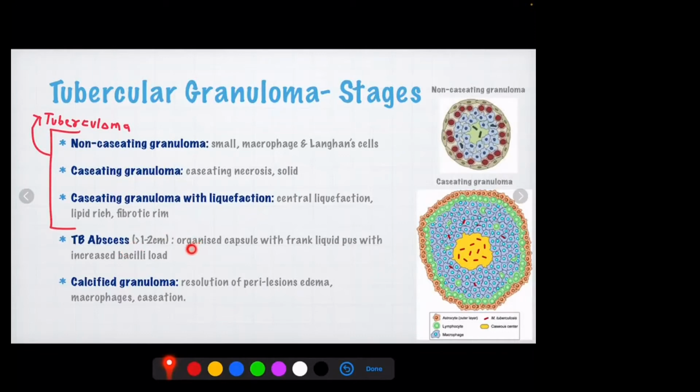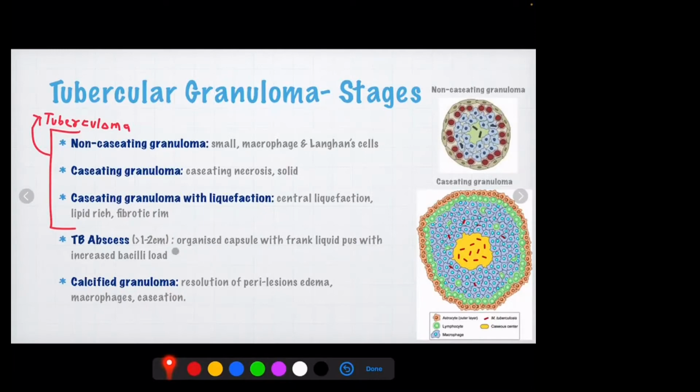Whenever it forms an abscess, it is generally 2 to 3 centimeters or more, and the pus is frank in the center. So we are going from solid stage to liquid stage, like in all other abscesses. Just to contrast this with NCC, for example, NCC goes from a liquid vesicular stage to the solid stage, and this one goes from solid to liquid, like other abscesses. Sometimes, after treatment, it resolves into a calcified granuloma, or sometimes it just disappears. So these are the stages.